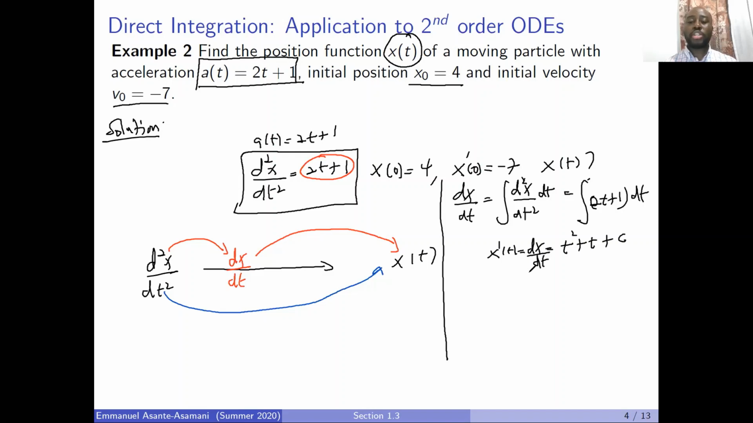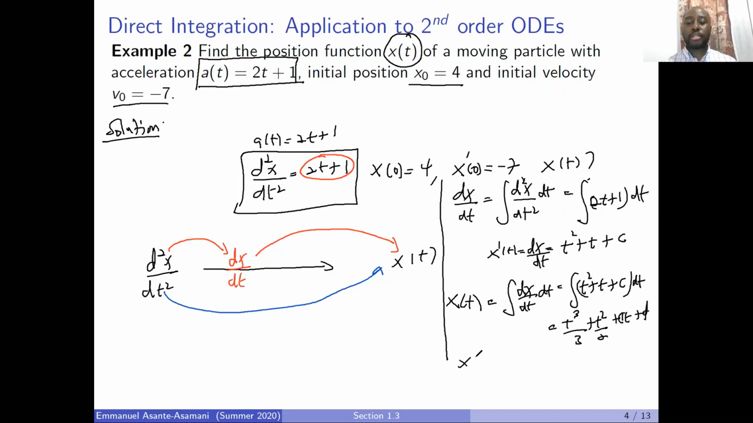Okay. And then once we have dx/dt, we can apply another integration process to get the position function x of t. So this is the integral of dx/dt, which is the integral of t squared plus t plus c dt. And this gives us t cubed over 3 plus t squared over 2 plus ct plus d.